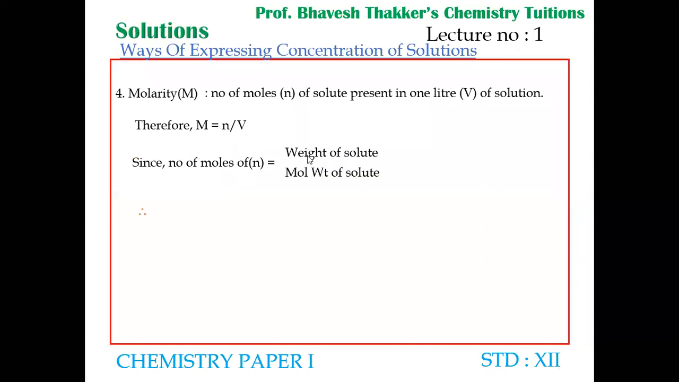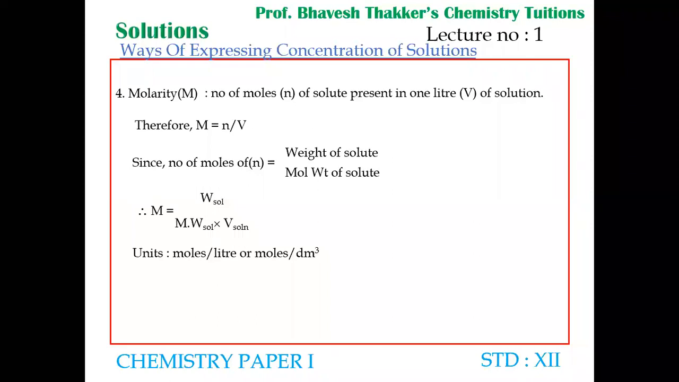The number of moles is mass upon molar mass. So molarity can be written as the mass of solute upon the molar mass of solute into the volume of solution in liters. And the unit of molarity is mole per liter, or 1 liter is 1 dm cube. I hope everybody remembers now. 1 liter means 1 dm cube. So mole per liter or moles per dm cube.